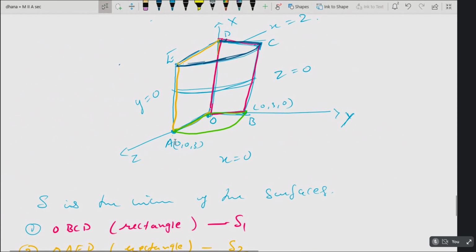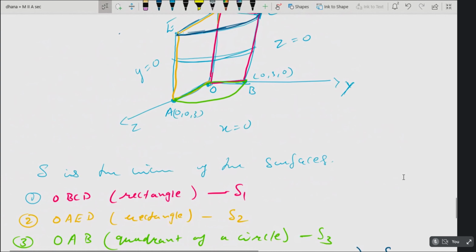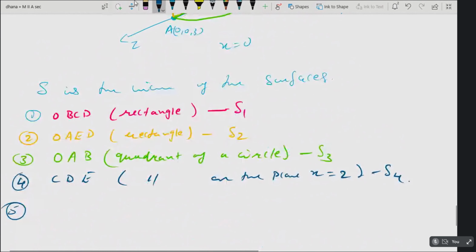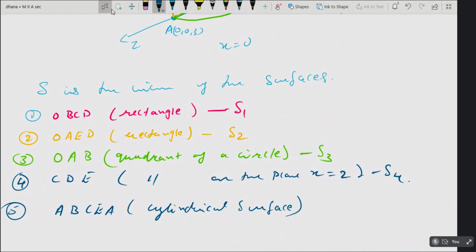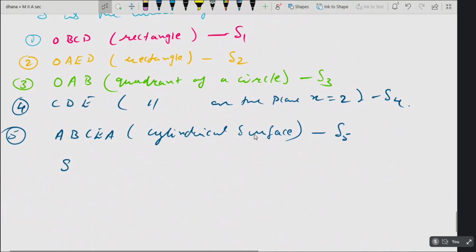Okay, and what is it? The cylindrical surface is A, B, C, E, A. Is it or not? Yes, ma'am. The front part. So I am naming it as A, B, C, E, A. And this is nothing but the cylindrical surface, and this is my S5. Okay, so here S is the union of all these surfaces.